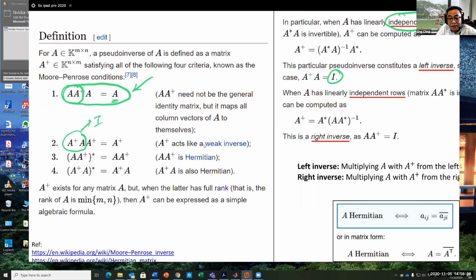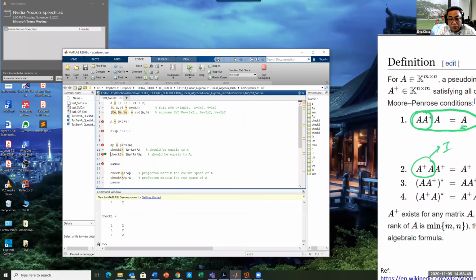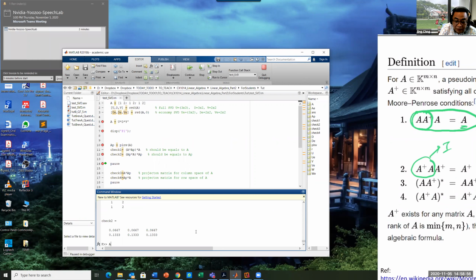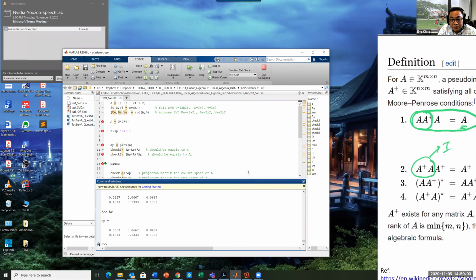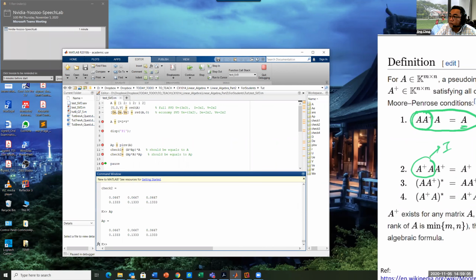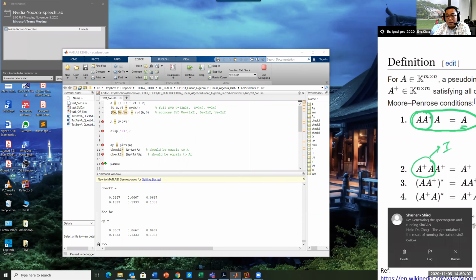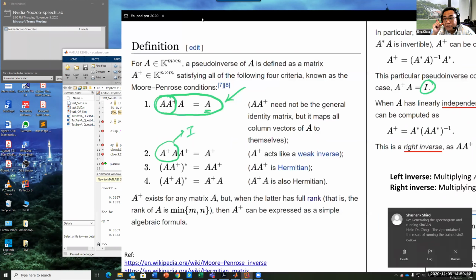So A plus times A plus should be A plus. Okay, let's try. So check number 2. A plus times A plus should be A plus. So this is check 2, and this is A plus, and the answer is, oh man, same. Wonderful, isn't it? So I check 1 and check 2, I got it. So it acts like a weak inverse, it says.